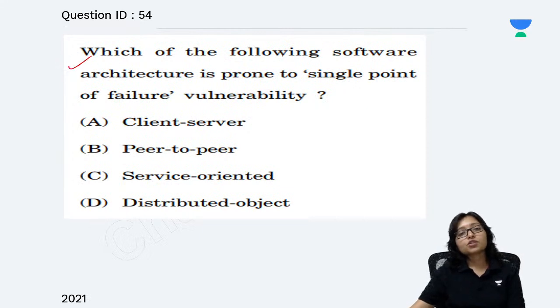Which of the following software architecture is prone to single point of failure vulnerability? Prone to single point of failure.